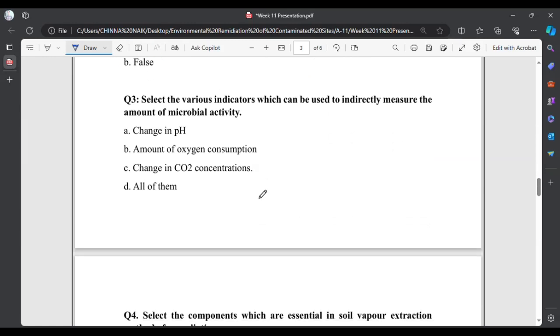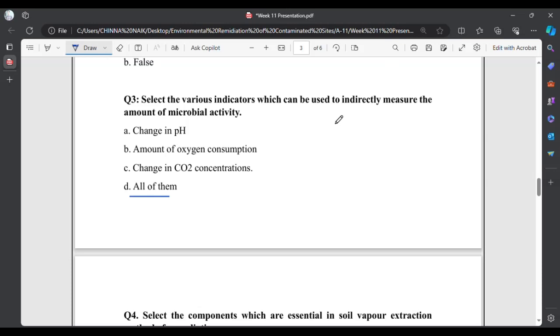Question number 3: select the various indicators which can be used to indirectly measure the amount of microbial activity. So how can we measure? It is very difficult to measure microbial activity. We can't count them, because we can't see those microorganisms with our naked eye. So it is very difficult to measure the microbial community, and we use indirect parameters to measure the microbial activity.